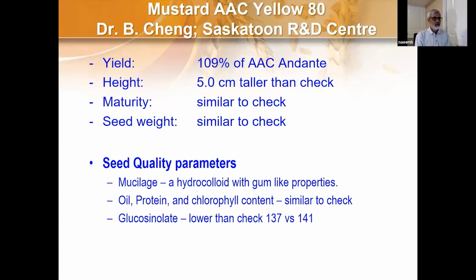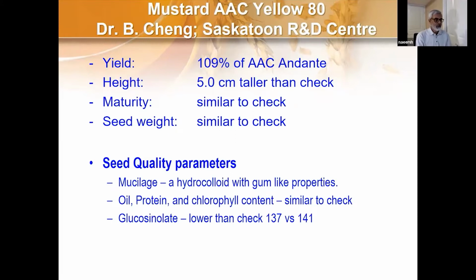It's higher yielding than AAC and Dante. It's a 9% yield advantage up here. It's 5 centimeters taller than the checks. In terms of maturity and seed weight, it is similar to the check varieties. In terms of quality parameters, such as mucilage, oil, and protein content, chlorophyll content, they are similar to the check varieties.